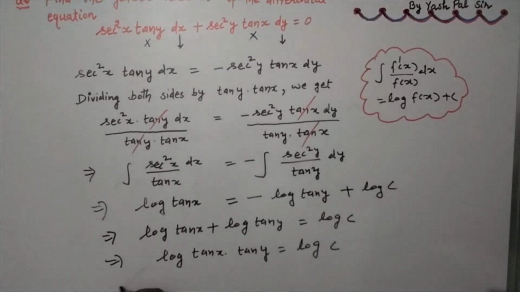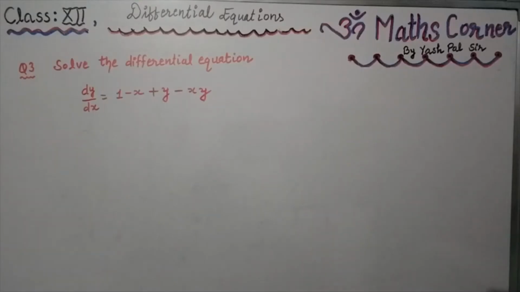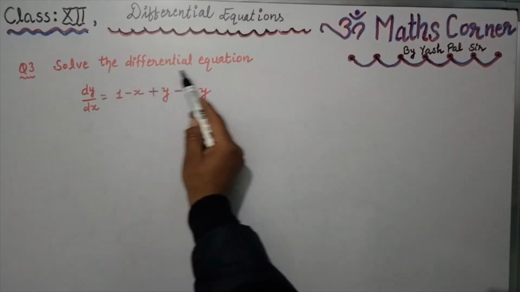Taking anti-log on both sides, log and log cancel. So we get tangent of x into tangent of y is equal to c. This is the result, and it is called the general solution of the given differential equation. So this was our question number 2. Now next question.